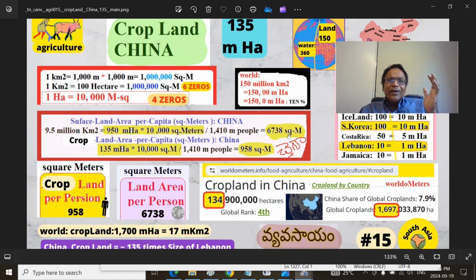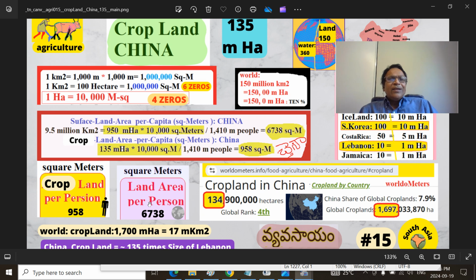6738. Very easy. If you assume this is 1,000, and there are 10,000 here, you get one zero extra, add to that 9,500. We have 6,700 because this is 400 extra here. So very easy. This is the surface land area. That means in China, every person will get around 6,700 square meters of land. This is the land area.